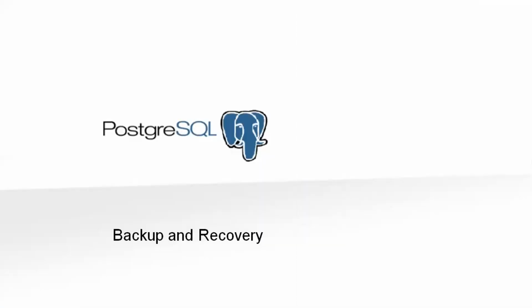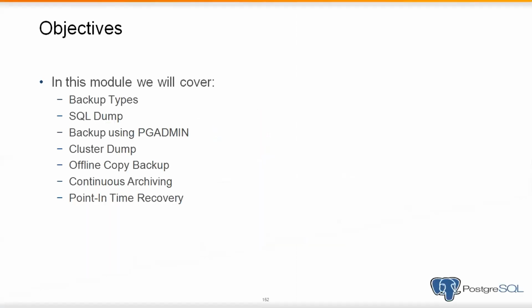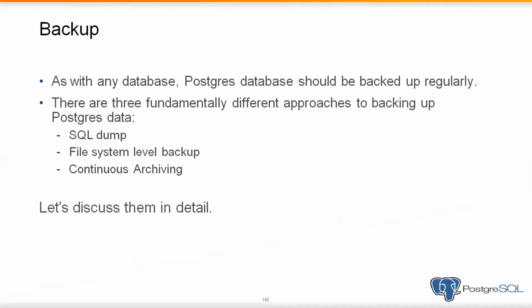This is a continuation of yesterday's class. We have discussed what is backup and backup types. We have SQL dump, file system level backup, and continuous archiving. I showed you pg_dump, file system level backup, and continuous archiving. I'm going to show you now.